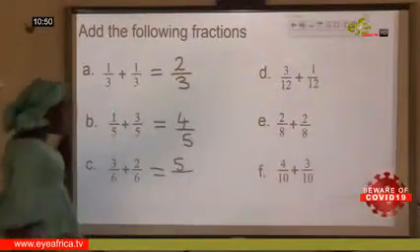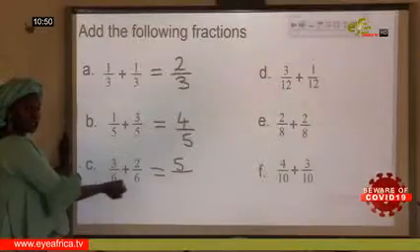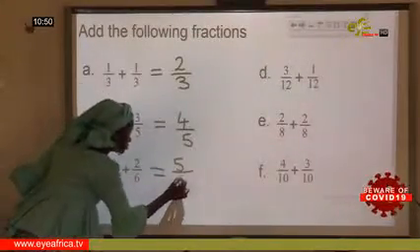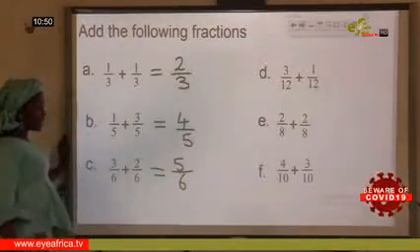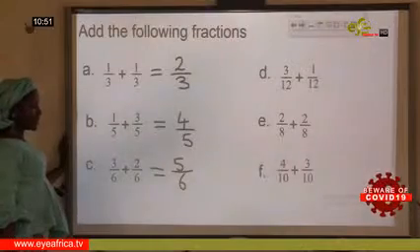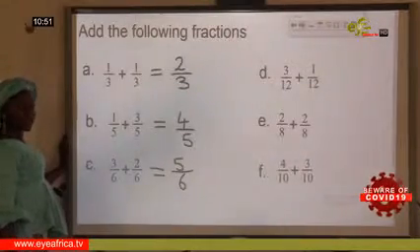This is our fraction bar. We maintain the denominators. Remember, we are adding like fractions. And our answer is 5/6. 5/6 or 5 over 6.